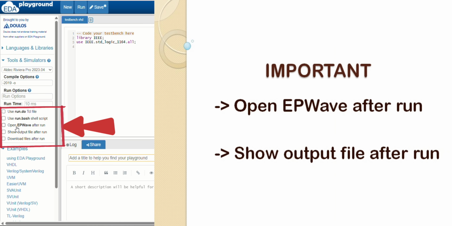Make sure this is always checked. This is the tool that opens the waveform viewer, allowing you to actually see your signals and debug your design. The show output file is also useful for seeing any messages or errors printed by your test bench. So these two files are important.